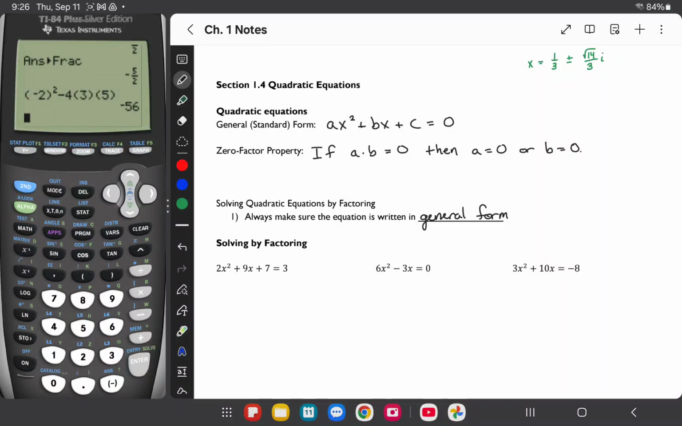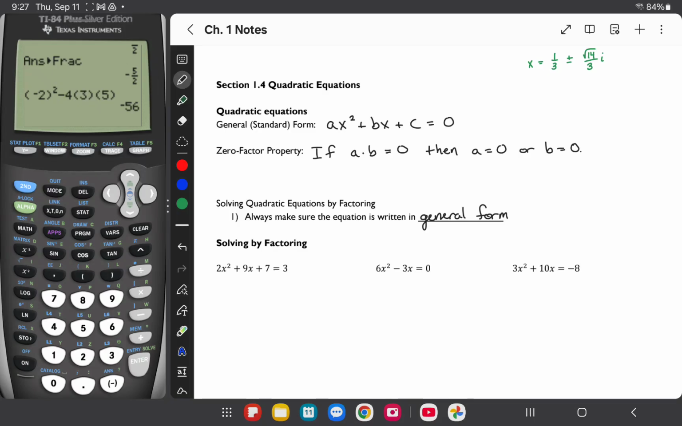All right, folks. So in section 1.4 of our notes, we're going to be talking all about quadratic equations. As we've seen in previous courses, there are lots of different ways you can solve quadratic equations. We can factor, we can use square roots, we can complete the square, and we can use the quadratic formula. We're going to basically talk about all of those in today's notes, as well as when we would use one versus the other. We're going to start with solving by factoring.